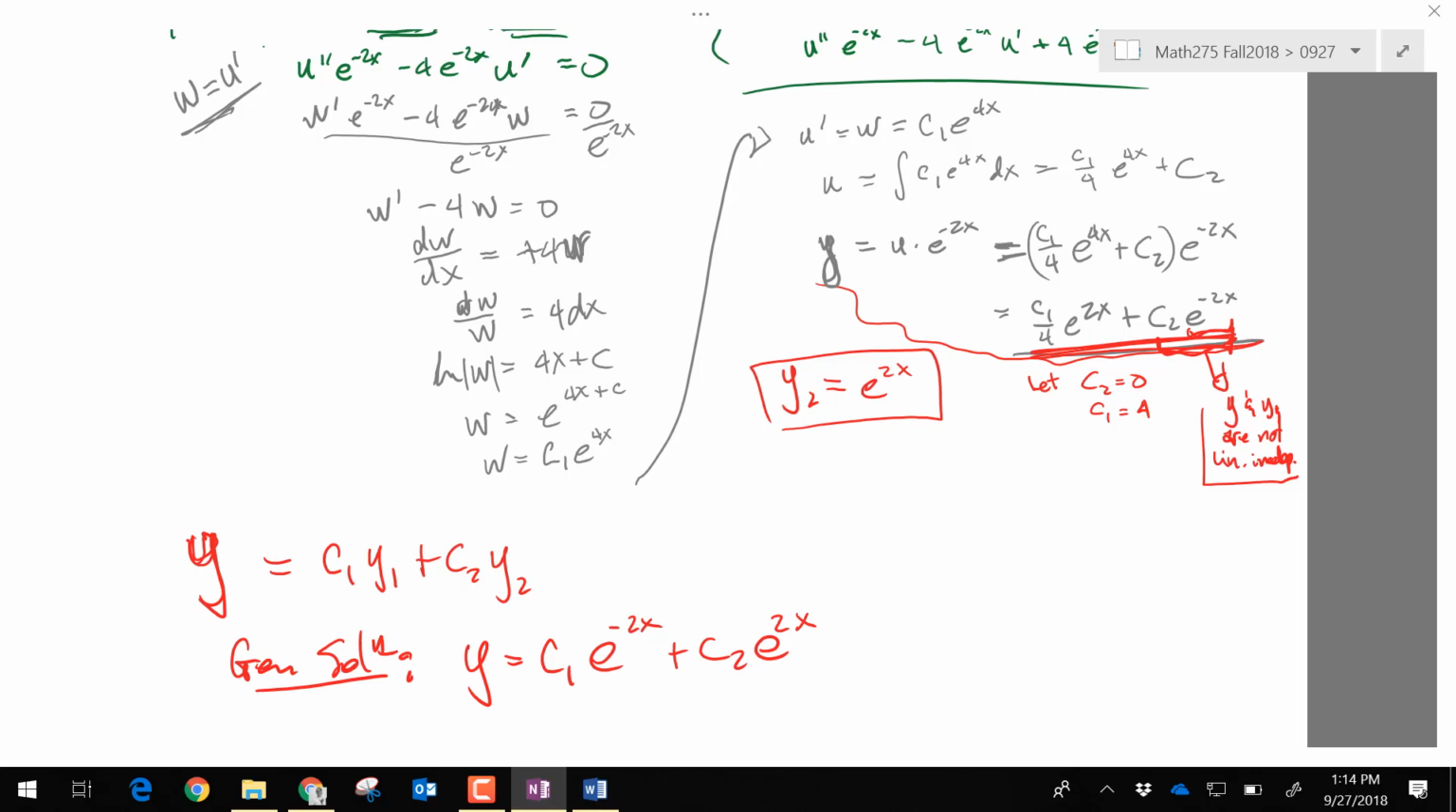Oh, just because I would make this a constant 1. Yeah. What I wanted to say is I just want to ignore these things. I want to get rid of the one with an e to the negative 2x because I know that that's already a solution, and I just want to get this other one.